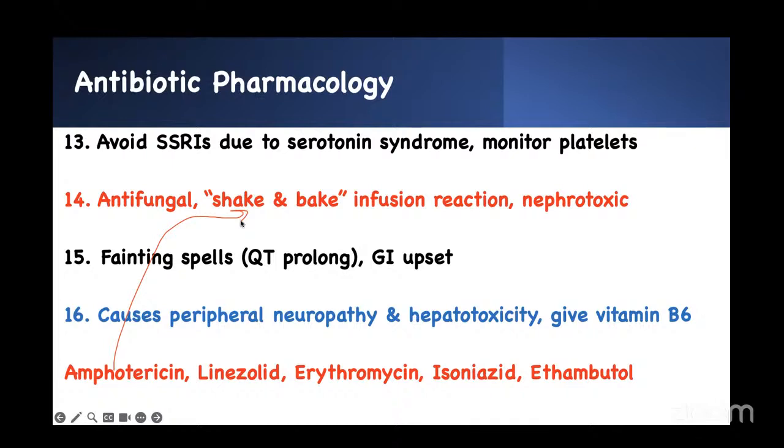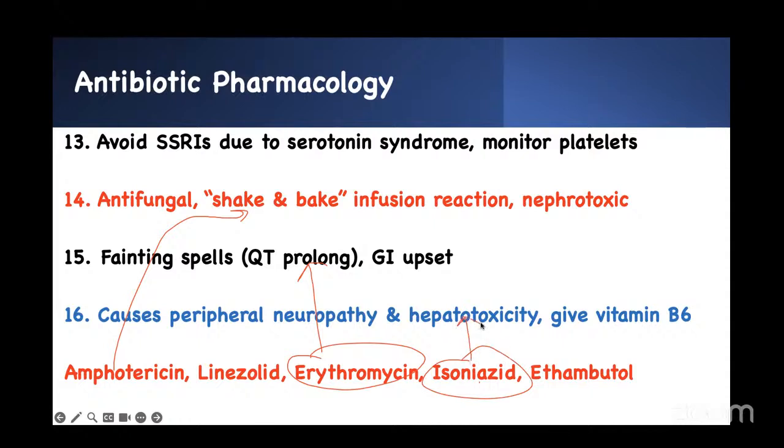Fainting spells, QT prolongation is common with macrolides. And azithromycin, erythromycin, these are this group. If you watch this video multiple times, like I tell you, antibiotics, you just ace everything. Isoniazid, everybody knows, it's a TB medication and it affects your liver. And what? It causes peripheral neuropathy. So this one is that.